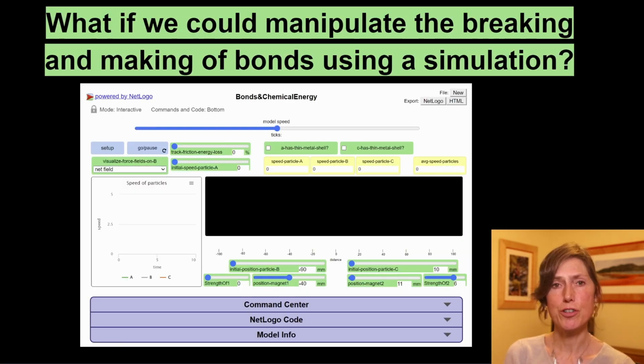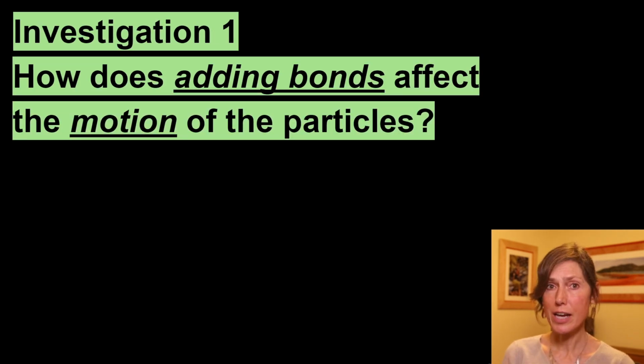So that final question related to lesson 9 is, what if we could manipulate the breaking and making of bonds using a simulation? And I'm showing you here a picture of the NetLogo simulation developed at Northwestern University. Let's dive into it. The lesson ends with 3 investigations that all center around this simulation. Investigation number 1 asks the following question: how does adding bonds into this simulation affect the motion of the particles present in the simulation? Let's check it out.